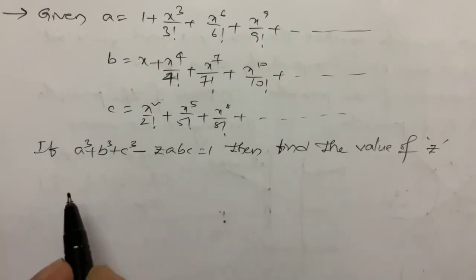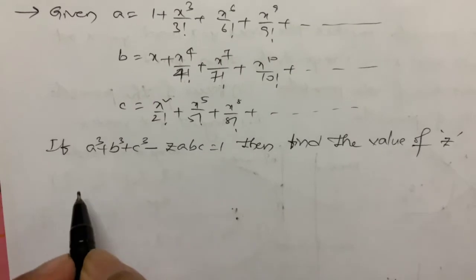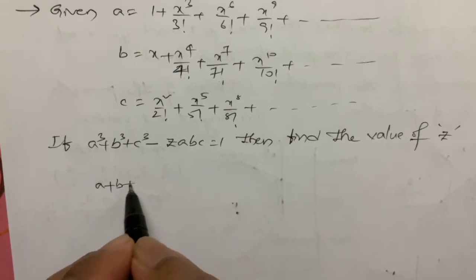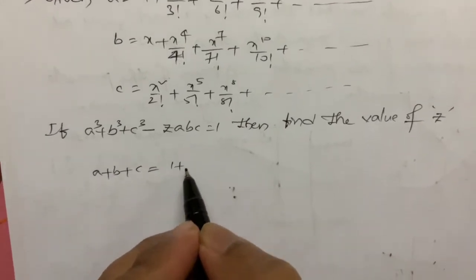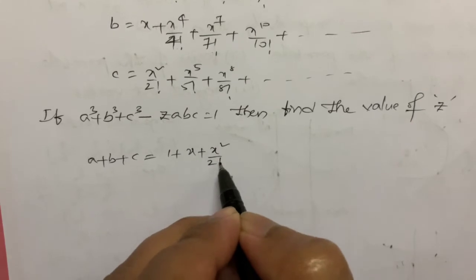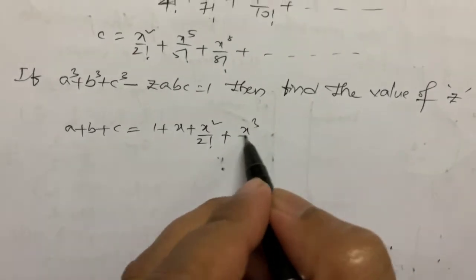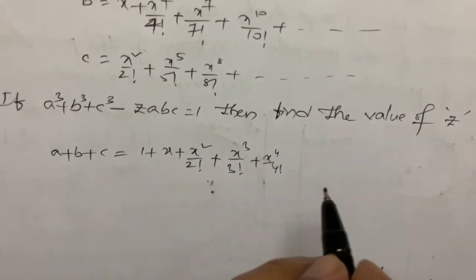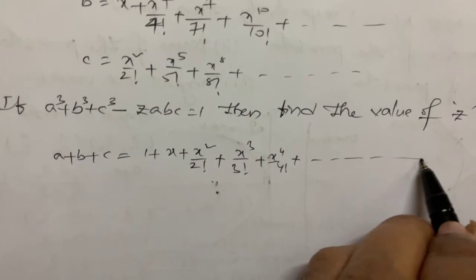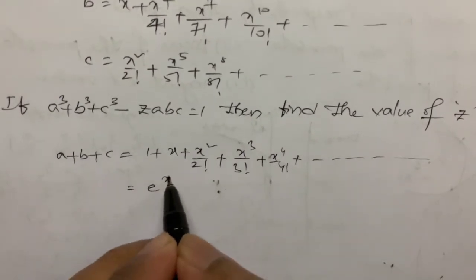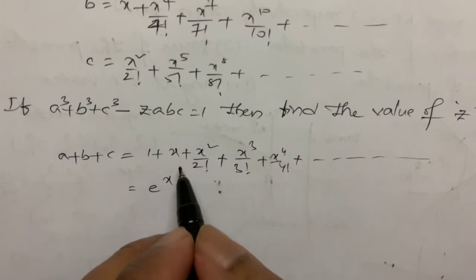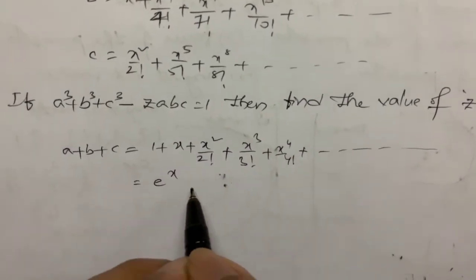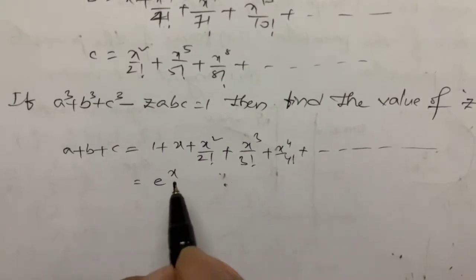So here, if I add a plus b plus c, it is like 1 plus x square by 2 factorial plus x cube by 3 factorial plus x power 4 by 4 factorial, and so on. So this is e power x, because e power x is 1 plus x by 1 factorial plus x square by 2 factorial. So a plus b plus c will contribute to e power x.